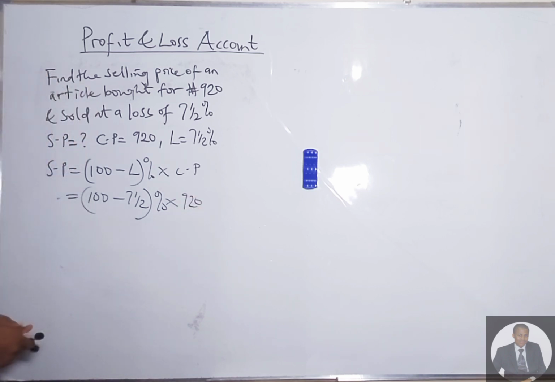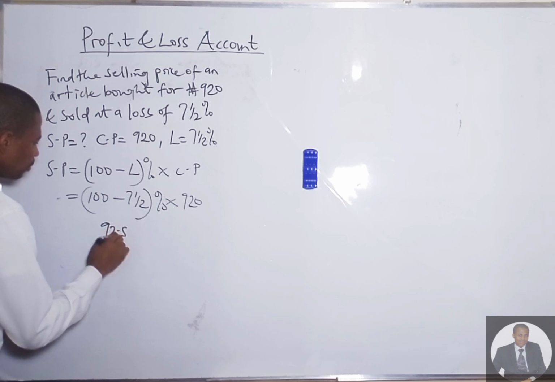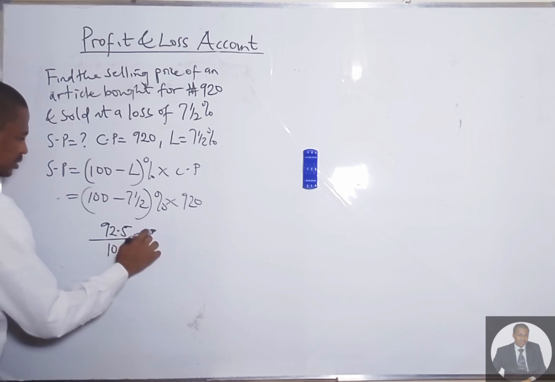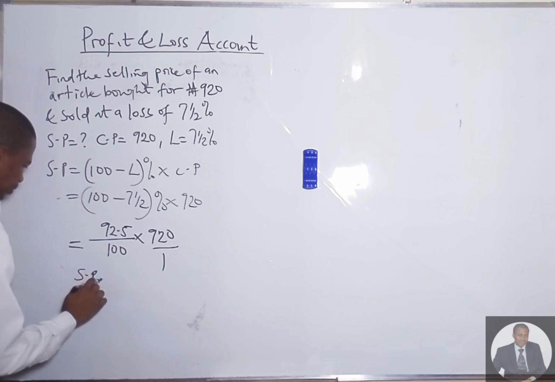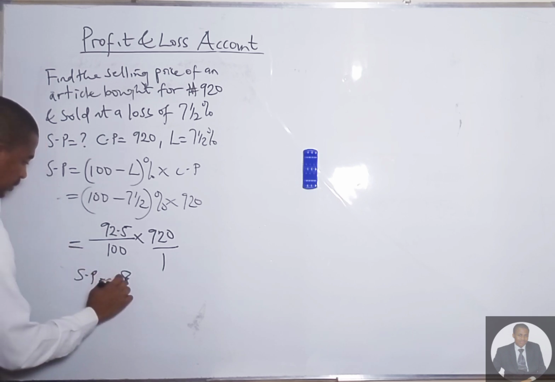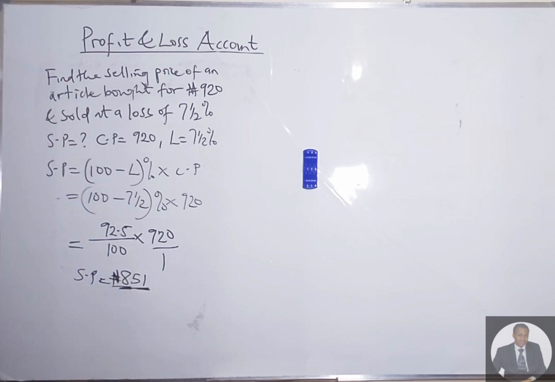So 100 minus 7.5 will give us 92.5. 92.5 over 100 times 920 over 1. So the selling price here from this will give us 851 naira. That will be our selling price.